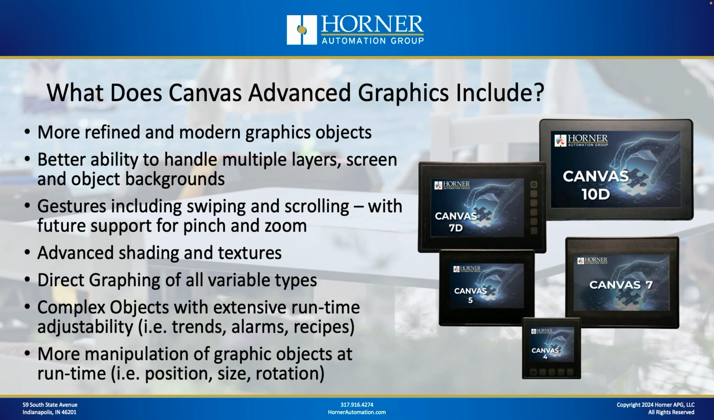Also, you can manipulate graphic objects by tying some of their attributes to variables. And you can do that for the position of an object on the screen, either its X position or its Y position or both. What size that object is can be changed dynamically by adjusting a variable. Its rotation angle, that can also be adjusted at runtime by tying it to a variable. So those are all things included in the advanced graphics engine that you won't necessarily find with our standard graphics.